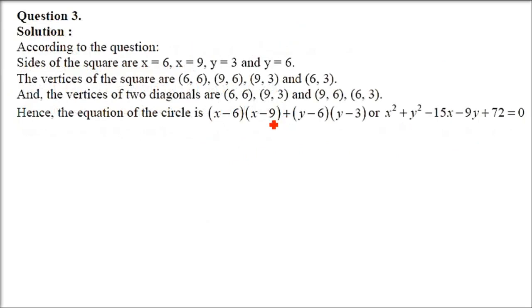This is question number 3. The sides of a square are x equals 6, x equals 9, y equals 3 and y equals 6. Find the equation of the circle drawn on the diagonal of the square as its diameter. So if we can make these lines, we will directly know the endpoints, or the vertices of the rectangle. So x equals 6, take it here. x equals 9, take it here.